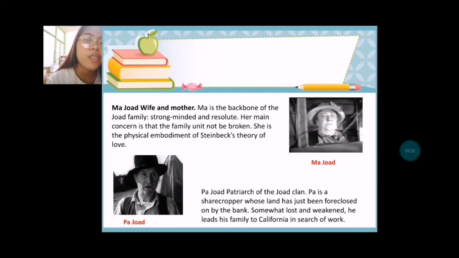Next is Pa Jude. Pa Jude is a patriarch of the Jude clan. Pa is a sharecropper, meaning he is the tenant of his farm, whose land has just been foreclosed on by the bank. Because Pa Jude is evicted from his own land, somewhat lost and weakened, he leads his family to California in search of work.